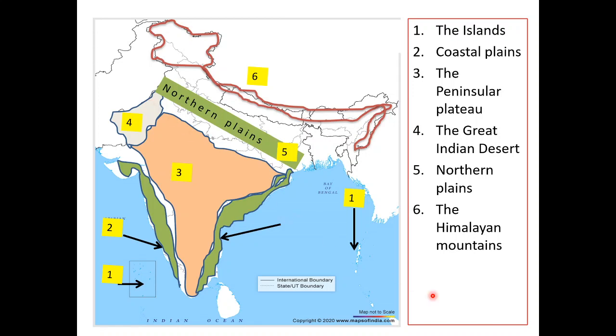Then you will see the Great Indian Desert, which is mostly in Rajasthan. And these are the island groups of India you have seen in the last lecture. Here we have Andaman and Nicobar, and here we have the Lakshadweep. In the Arabian Sea we have Lakshadweep, and in the Bay of Bengal we have the Andaman and Nicobar Islands. So these are the important physical features of India.